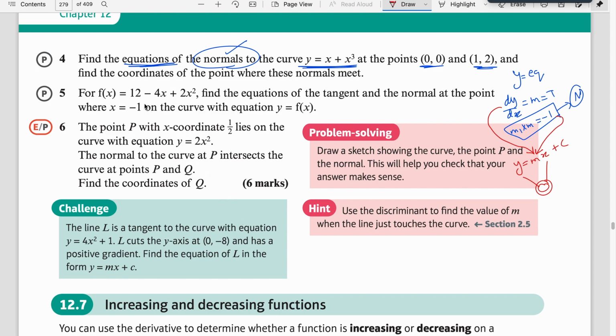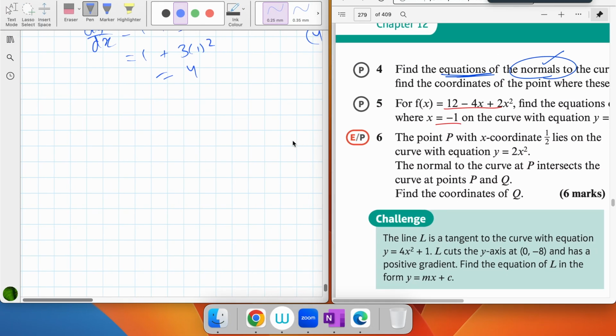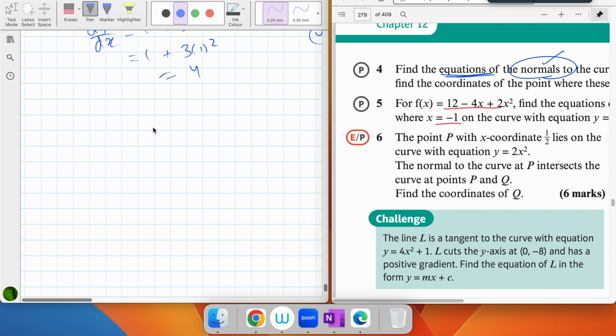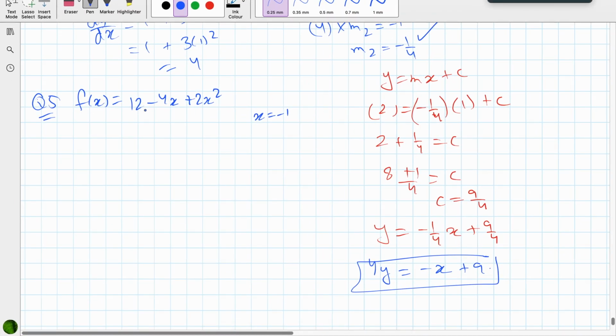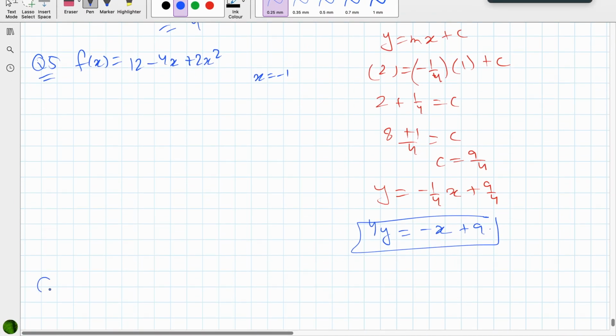Question number 5 says, for the given equation, find the equations of the tangent and normal at the point where x is equal to minus 1. So at x equals minus 1, we need to find the equation of tangent and normal both. Question number 5: f of x is equal to 12 minus 4x plus 2x squared, when x is equal to minus 1.